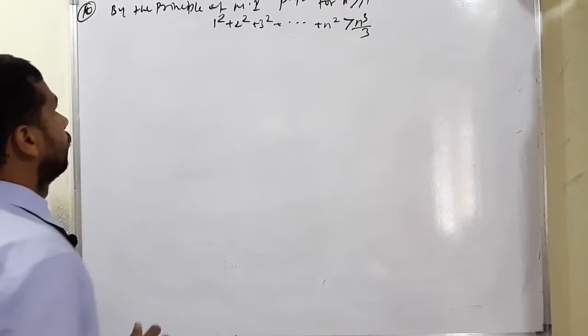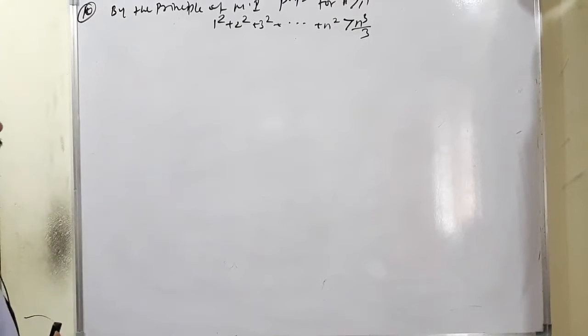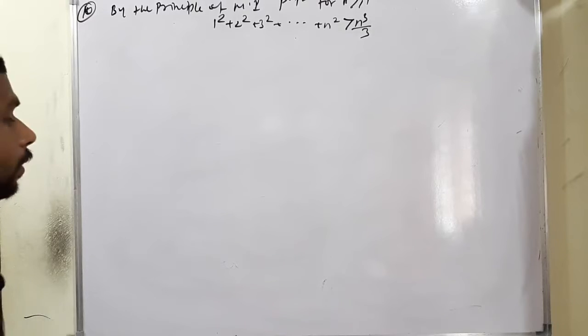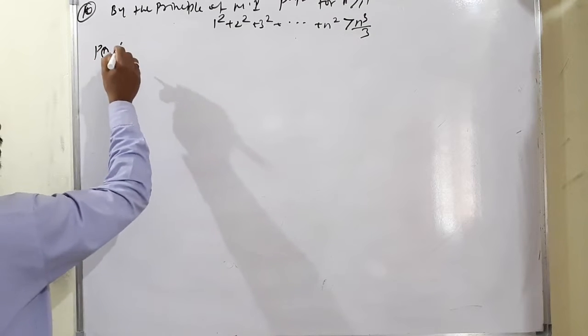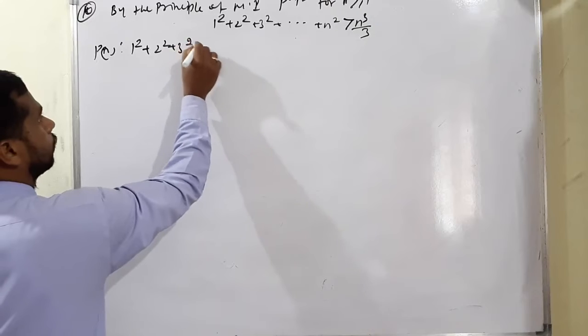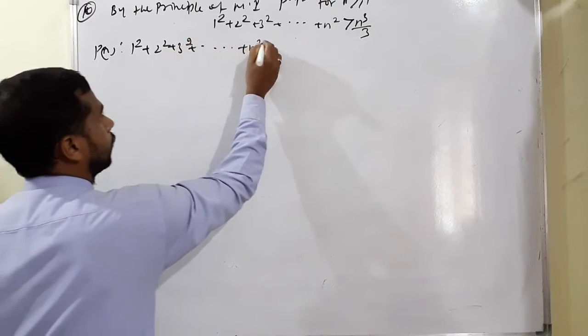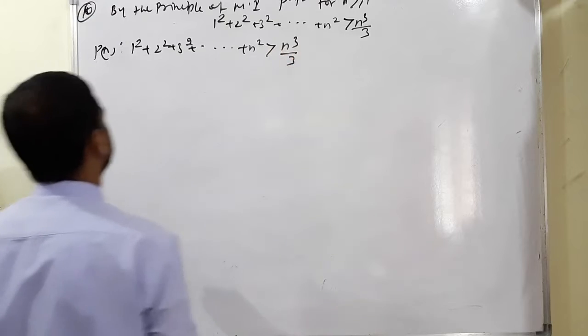Moving to question number 10: by the principle of mathematical induction, prove that for n greater than or equal to 1, 1 square plus 2 square plus 3 square plus dot dot dot plus n square is greater than n cube by 3. So now the first step, consider P of n: 1 square plus 2 square plus 3 square plus dot dot dot plus n square greater than n cube by 3.